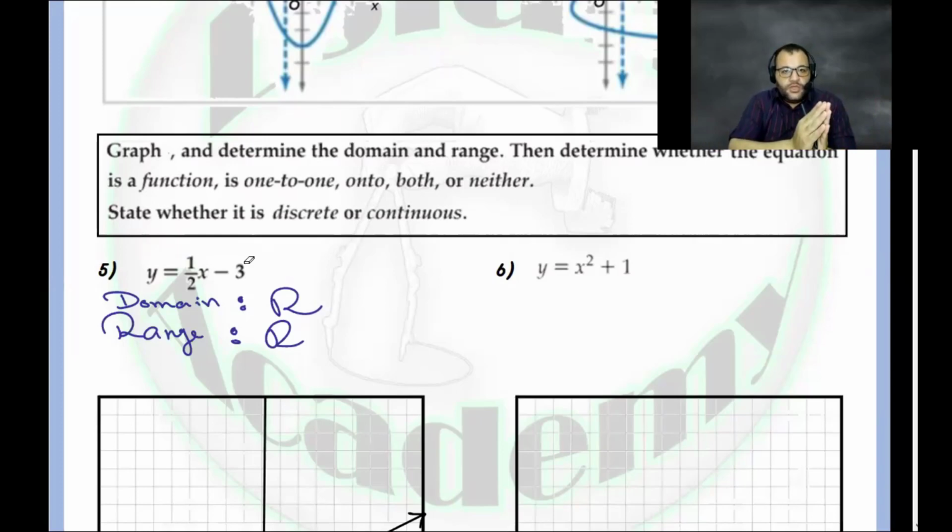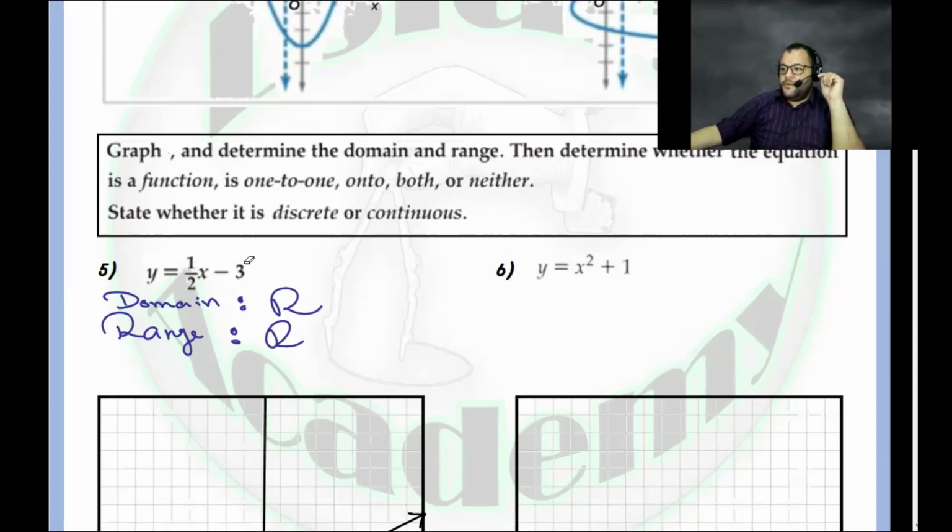Not 1-to-1. That's 1-to-1 if repeated. If repeated, not 1-to-1. So if that's repeated, not 1-to-1. If that's not repeated, it will be 1-to-1. Any problem for this one? No problem. So this one will be 1-to-1 or not 1-to-1.